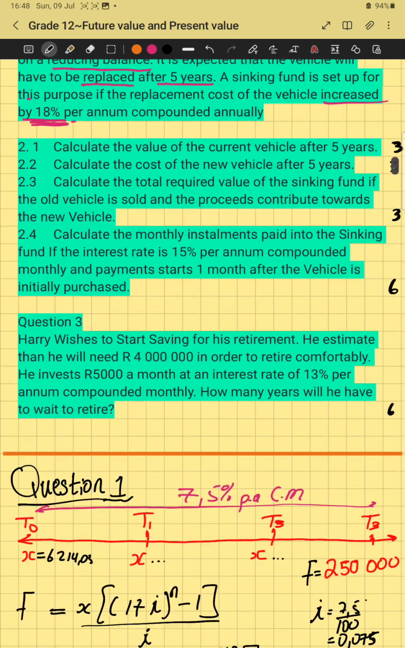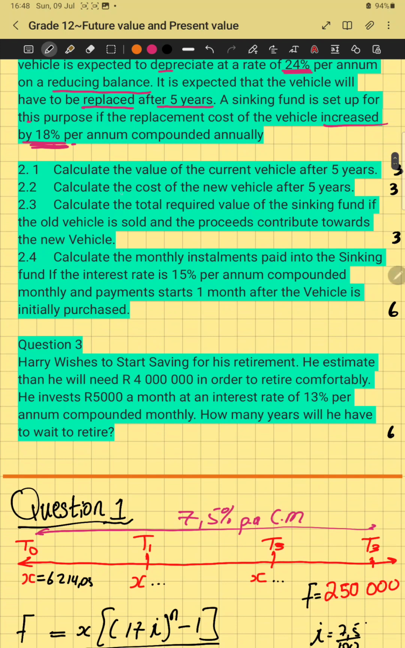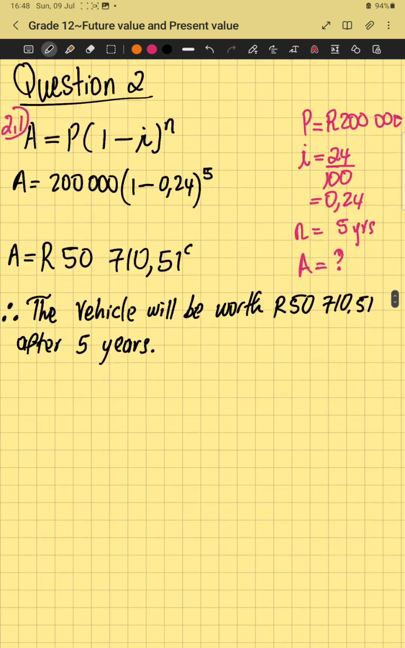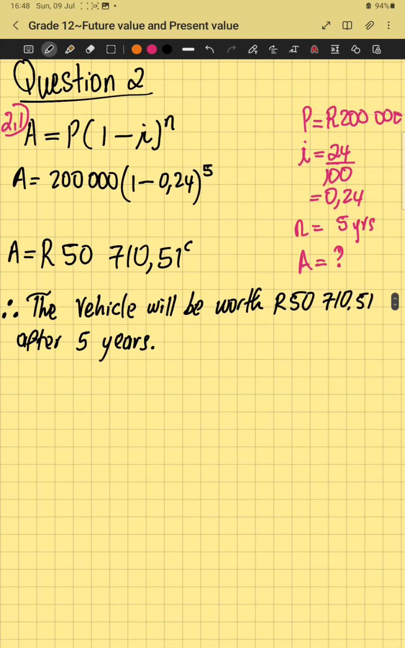2.2. Now 2.2 says calculate the cost of the new vehicle after 5 years. Now we want to know exactly the price of the new vehicle after 5 years. That is the new one, the one that this company wants to buy and replace it with this one. Now let's check that. How do we go about that?